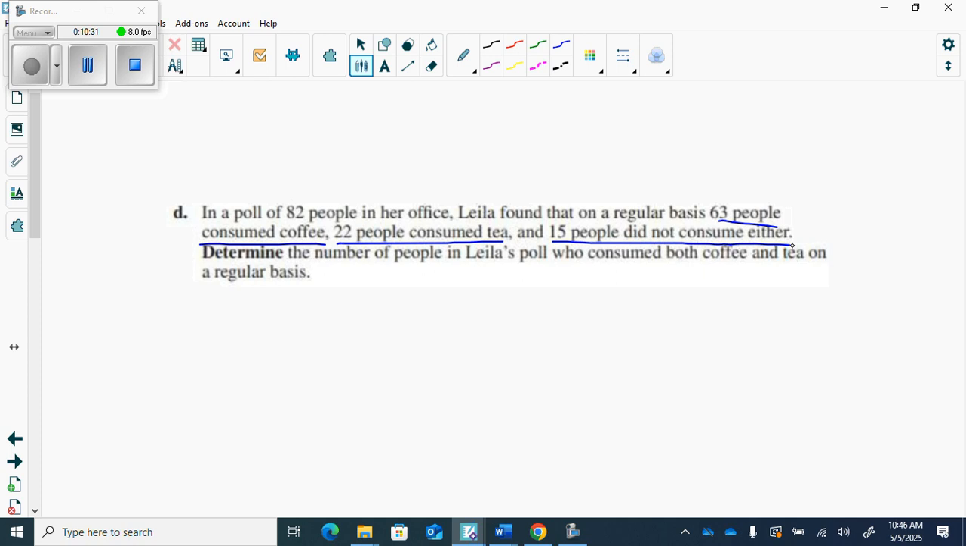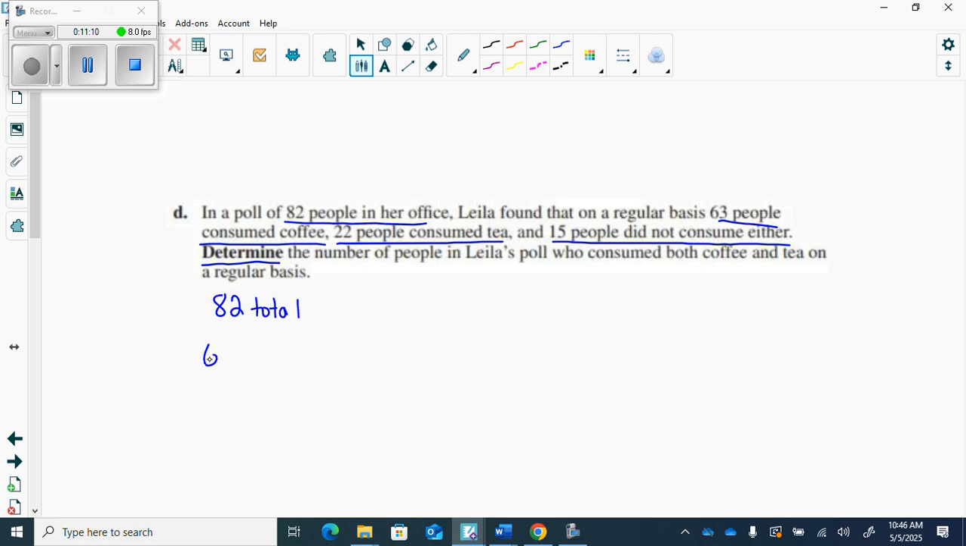So they didn't give us the and portion, correct? Determine the number of people in Layla's poll who consume both coffee and tea. Do you see the word determine here, guys? Determine means work needs to be shown. Just give me an answer. You didn't determine it, you stated. They're very different. Determine means work shown. You just give me an answer, how many marks are you getting? Sadly, 0. You didn't determine nothing. You just stated something, which was not what it asked you to do. Okay? All right. So we're going to say 82 total.